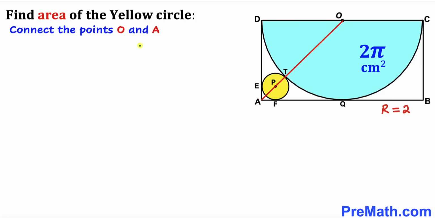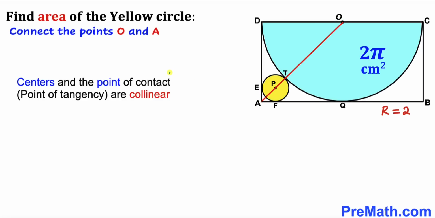And here's our next step. Let's go ahead and connect these points A and O. And now we are interested in finding this distance AO. Let me go over this crucial factor. These centers O and P along with this point of tangency are collinear. That means they lie on the very same line.